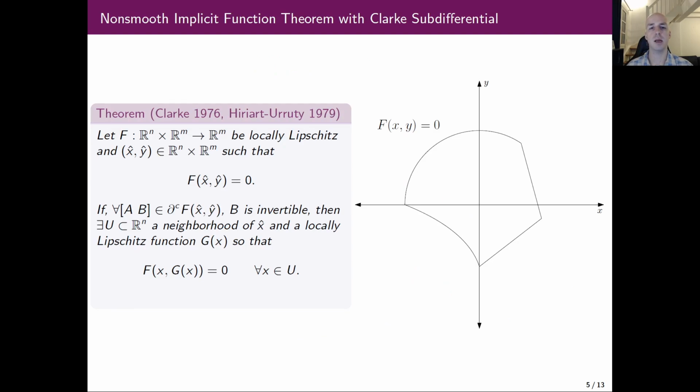We can now state the non-smooth implicit function theorem for locally Lipschitz functions. Given some locally Lipschitz function f and a solution x hat, y hat, for which every element of the subdifferential with respect to the second argument is invertible, that is to say, we can avoid the bad points shown in red, just as in the classical implicit function theorem, then there exists a neighborhood u and a locally Lipschitz implicit function g which solves our equation. We can do this for any point x hat, y hat, for which every element of the subdifferential with respect to the second argument is invertible.